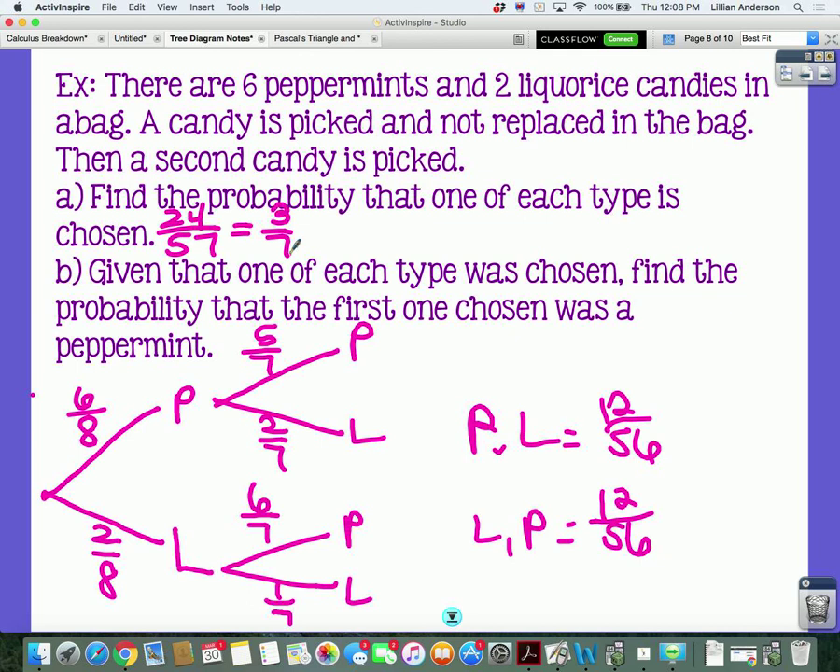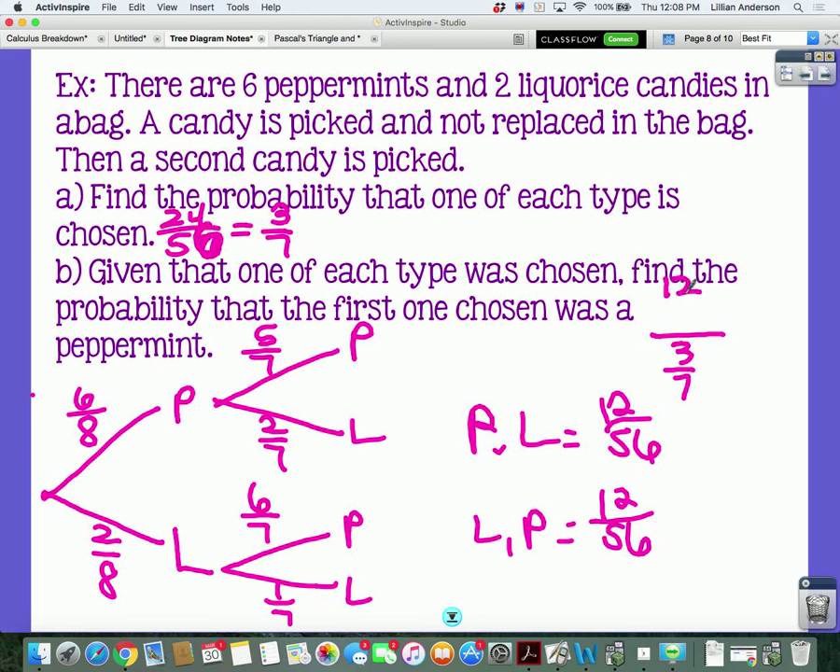Now it says, given that one of each type is chosen, you already know the denominator. If one of each type is chosen, that means 3 over 7 is your denominator. I mean, sorry, I was thinking the already reduced answer. Sorry, 56. If one of each type was chosen out of these 2, what is the probability that the first one chosen was peppermint? Overall, it's 0.5. What's the numerator here?